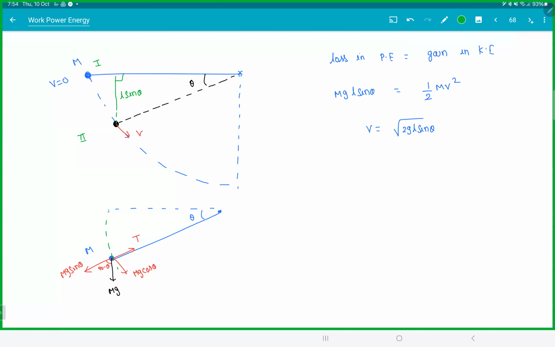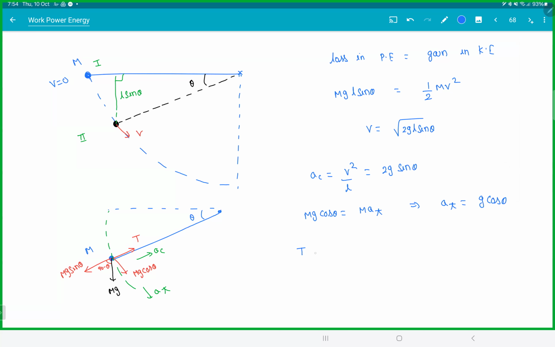Now remember, you're going in a circle. So you have a centripetal and you have a tangential. So a centripetal is v square by L, which is 2g sine theta. And mg cos theta is the one providing the tangential. So that is m a tangential. So a tangential is g cos theta.